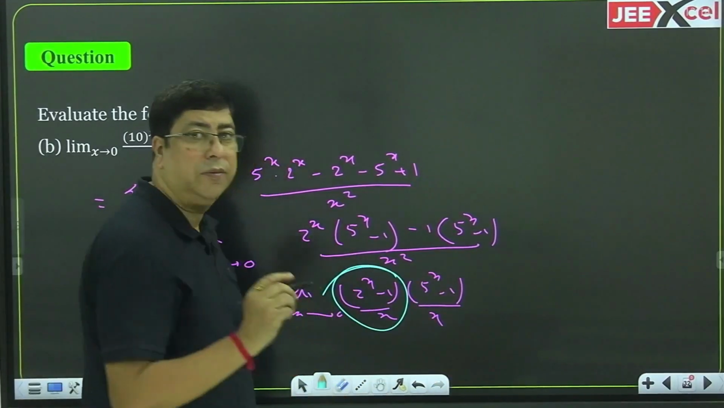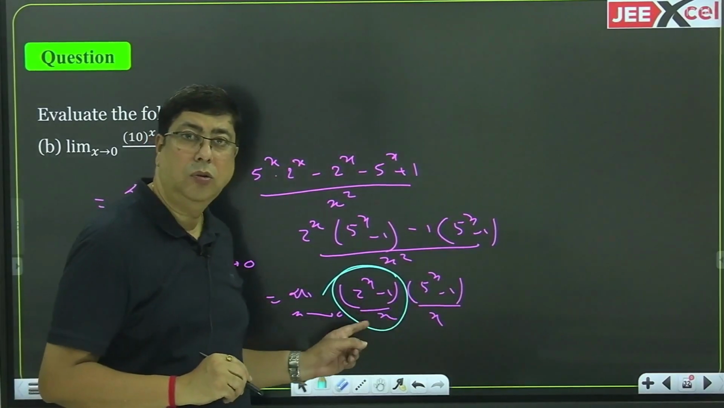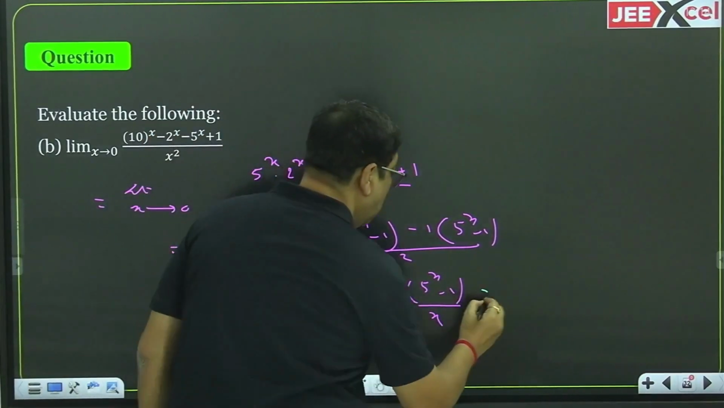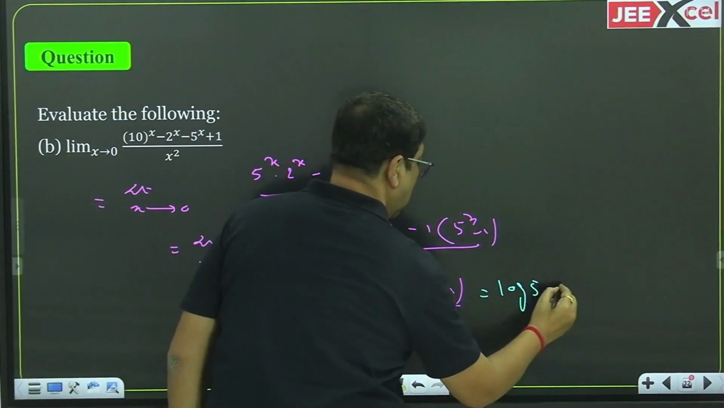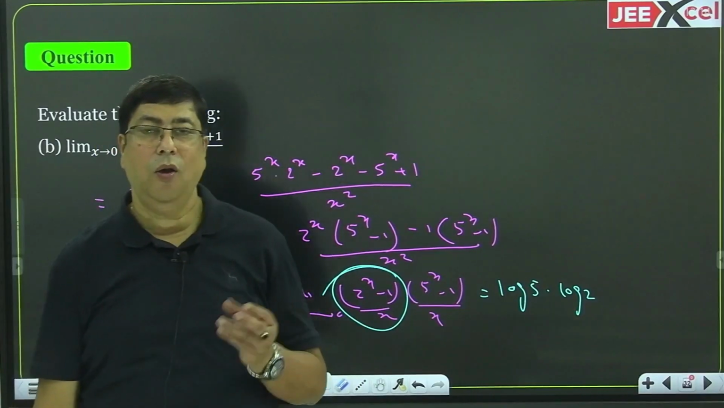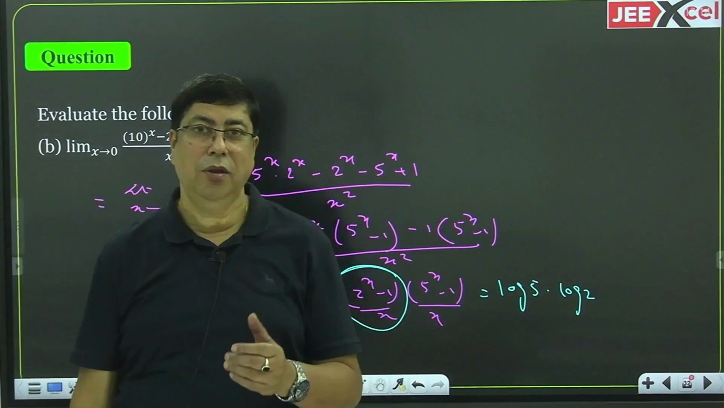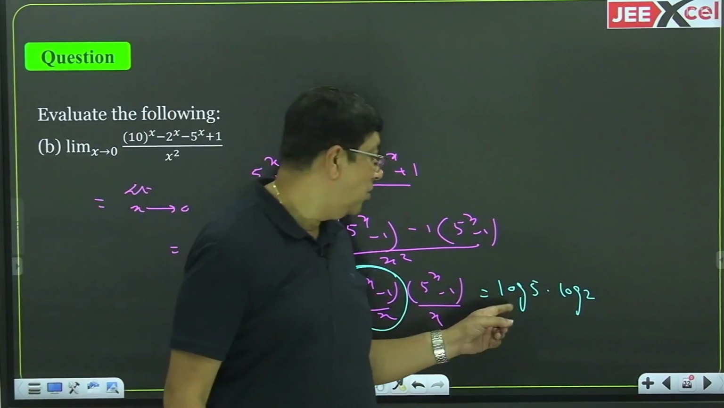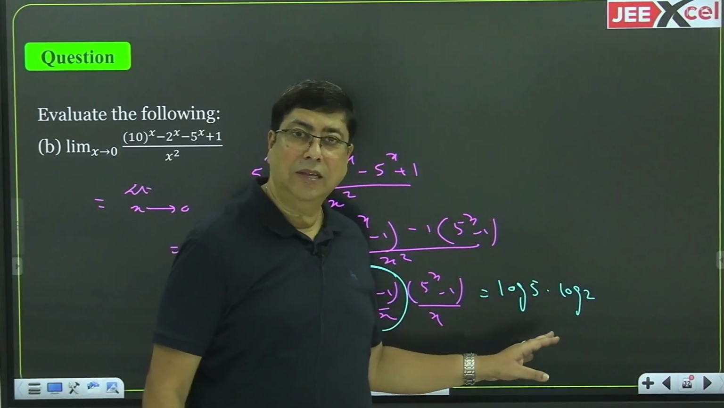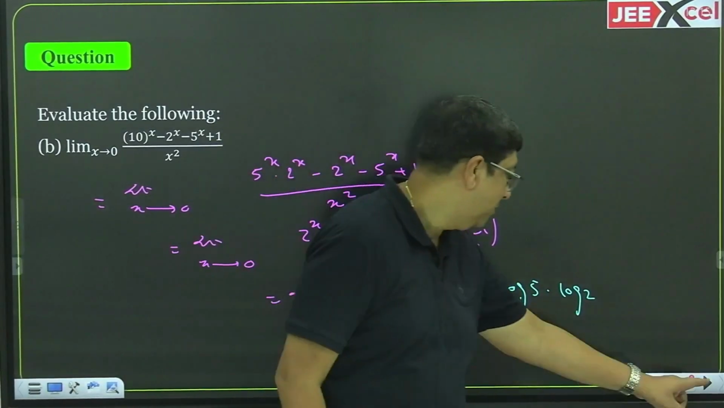a to the power x minus 1 by x, which is log a. This also log 2, this is log 5. So log 2 into log 5. It is neither log 7 nor log 10, it is as it is, log 5 into log 2, that is the answer of this question. Okay, next.